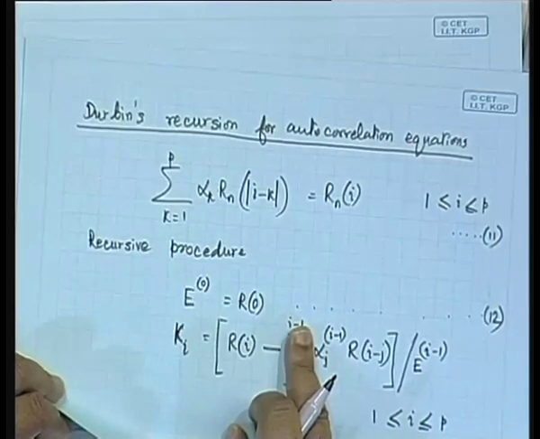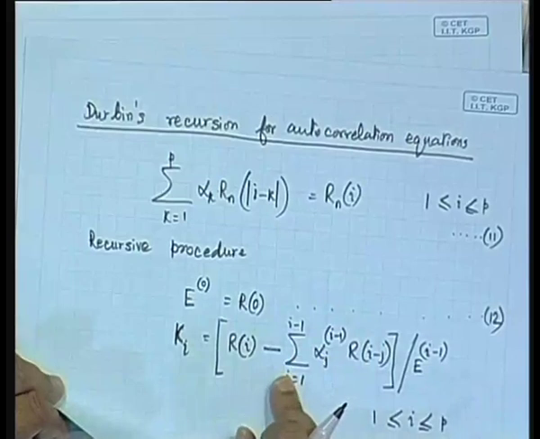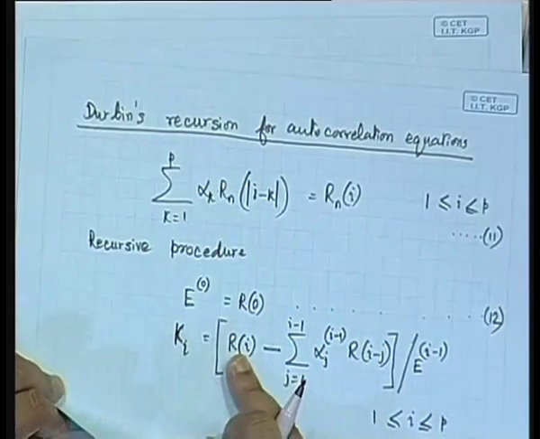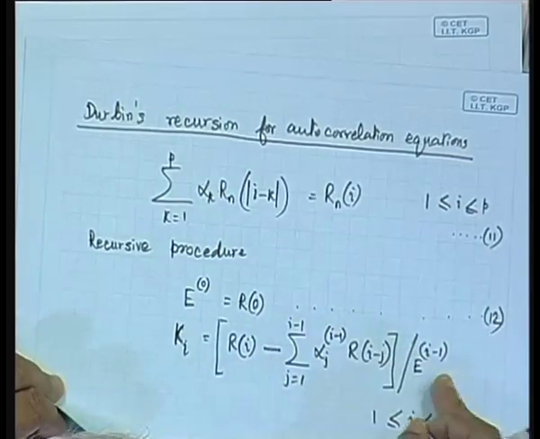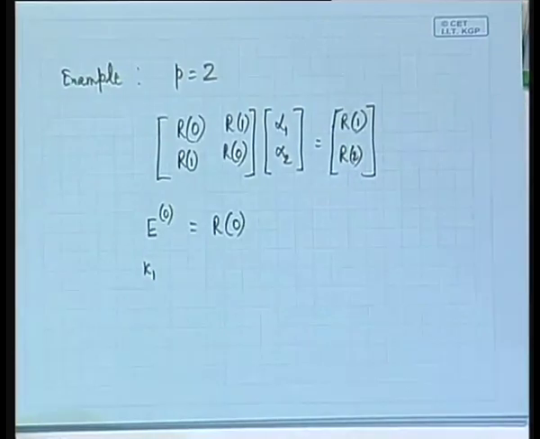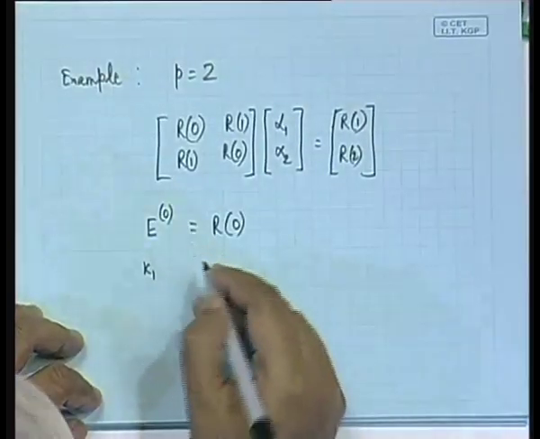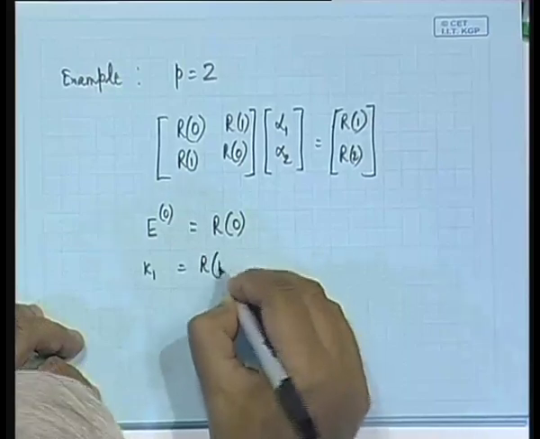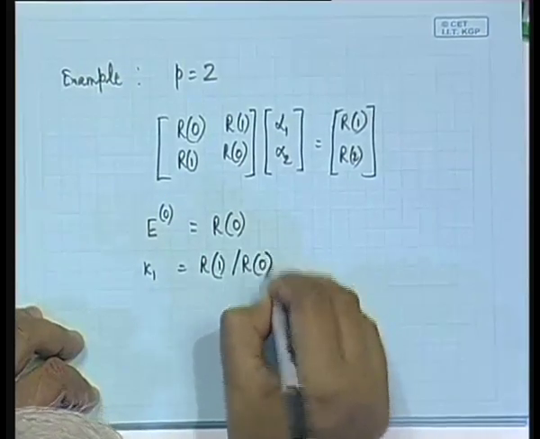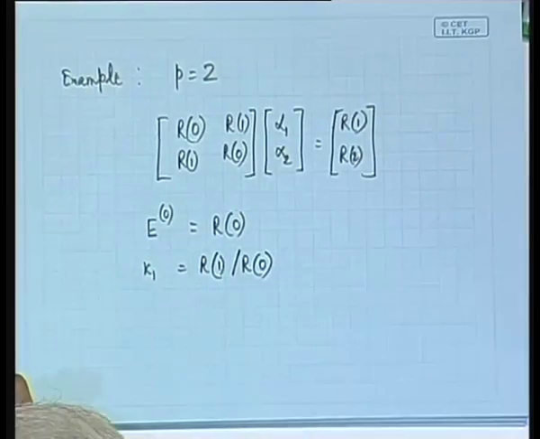0. What does that mean? Don't do the summation. You don't have to compute this summation. So, it will be simply R1, right, and this divided by E of 0. So, it will be R1 by E0, right, because this is for I is equal to 1. So, it is R1 divided by R0. So, R1 by R0, and having known that, now what is it that you are going to have?